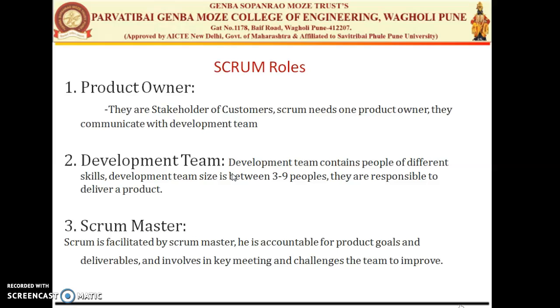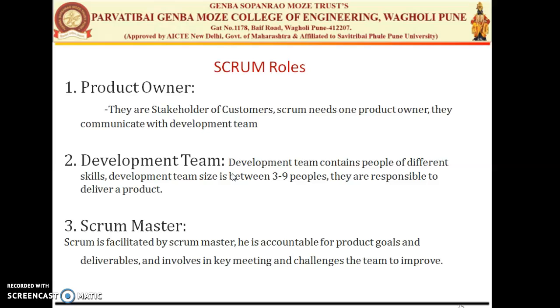The size of the development team can vary between 3 to 9 people or more. If the product or the sprint is large, then it can be extended to 15 also. So generally the team size is between 3 to 9 people. So they include members like the analysts, the designers, the developers, the testers, the technical communicators, the document writers, etc. So the development team itself is self-organized, because there are various skills present in a development team.